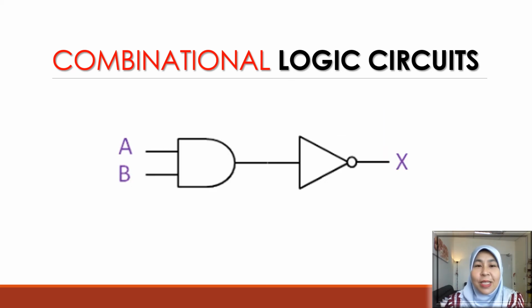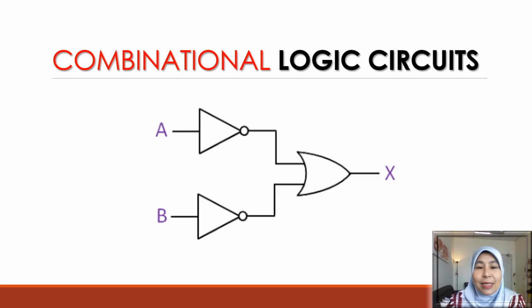In the slide, it shows one example of a combinational logic circuit. This logic circuit combines two types of gate. The first one: A and B go through an AND gate, and then they go through a NOT gate. The second one shows three gates combined together. A goes through a NOT gate, B goes through a NOT gate, then they are combined in an OR gate.